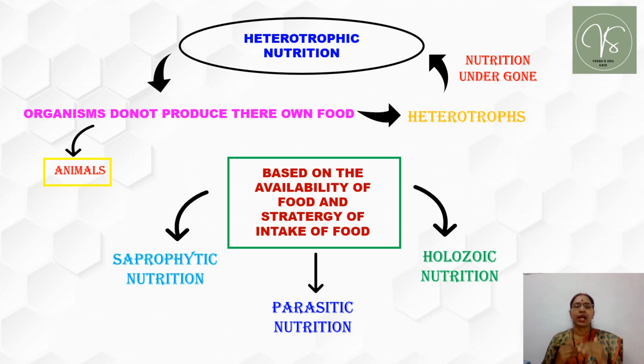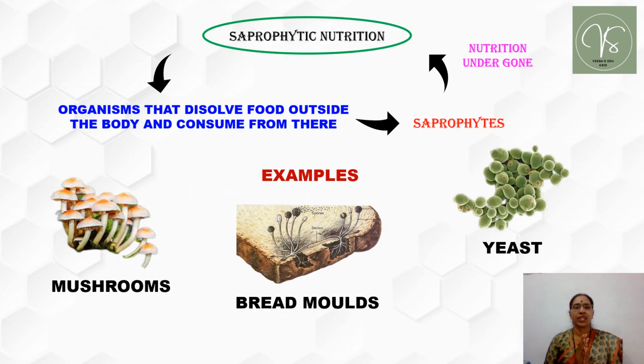Now let us learn about these different types of heterotrophic nutrition in detail. What is saprophytic nutrition? Here, the organisms dissolve the food outside their body and consume the food from the dissolved material. And such organisms are known as saprophytes, and the nutrition which they undergo is known as saprophytic nutrition. For example, we have mushrooms, bread molds, and yeast.